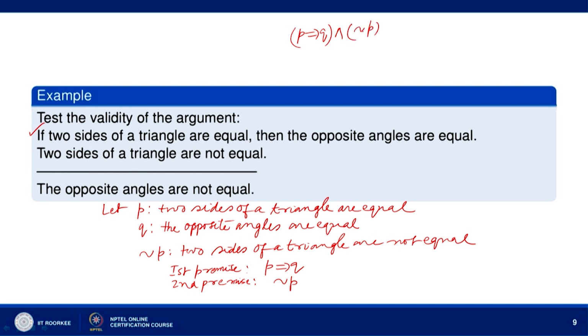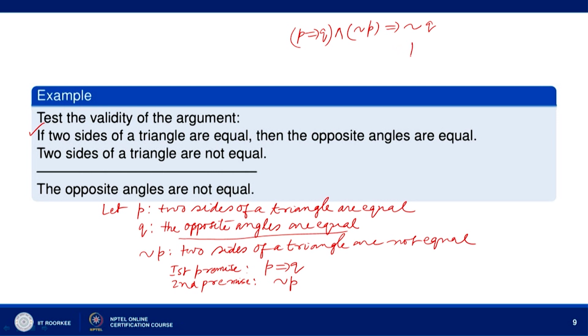If it is a valid argument, the opposite angles are not equal. Opposite angles are not equal. So, that means not Q. This should imply not Q. If it is a tautology, then we shall say that the argument is valid. If it is not a tautology, we shall say that the argument is not valid.